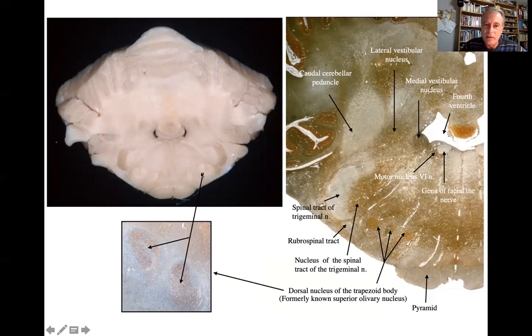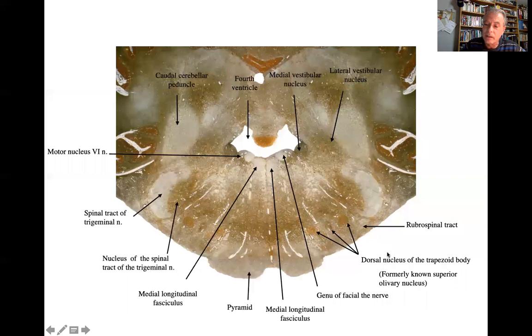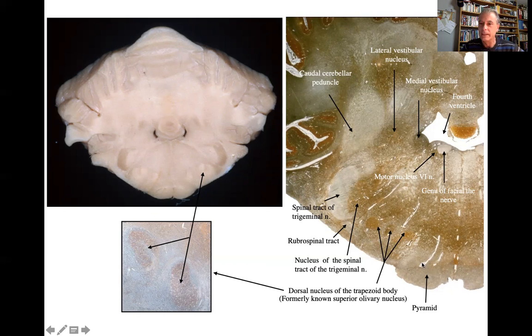And there, this structure is the dorsal nucleus of the trapezoid body, formerly known as the superior olivary nucleus. Remember this name because it's written in some classic books. So the dorsal nucleus of the trapezoid body. And when I mean dorsal nucleus of the trapezoid body, there is a ventral nucleus. The ventral nuclei are scattered among the trapezoid body. The trapezoid body is the transverse fibers right here. So this is the dorsal nucleus of the trapezoid body. We will see the function now.